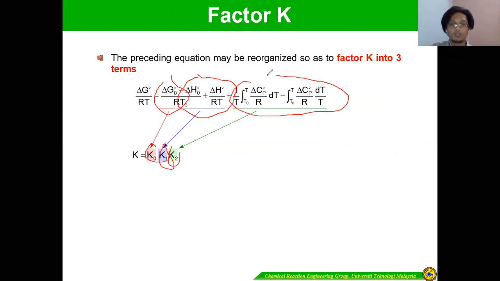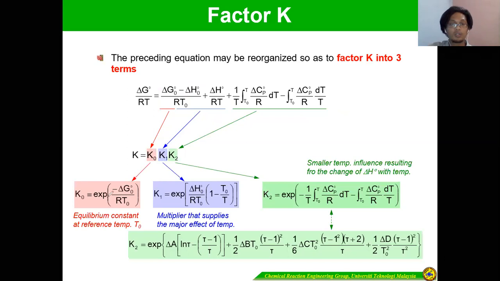If you look here, K naught is our equilibrium constant for the reference standard state, which we calculate at 298 Kelvin. K1 is the one mostly affected by temperature, the major effect of temperature. This value will be very different from K naught and K2, because K2 has only a small temperature influence. It's not really affected by the temperature.